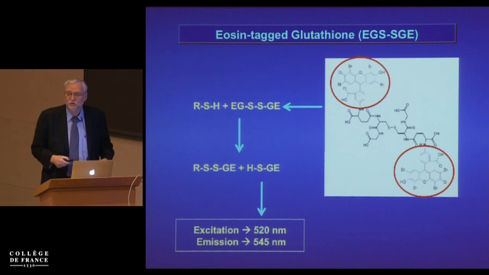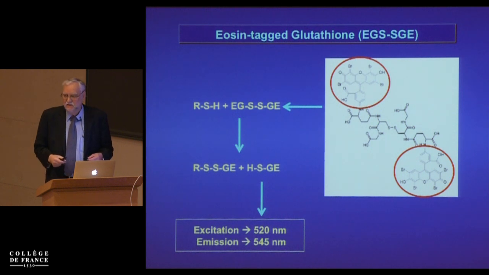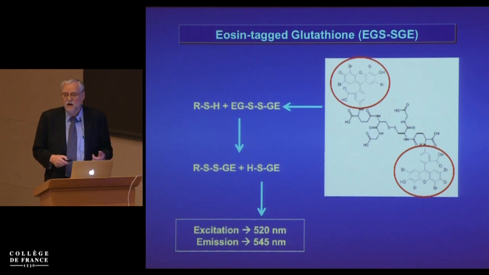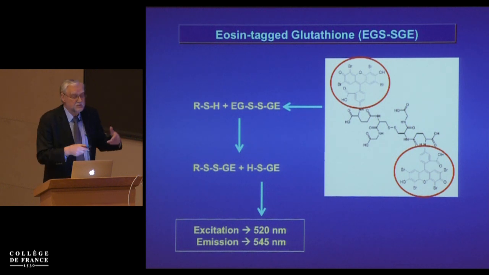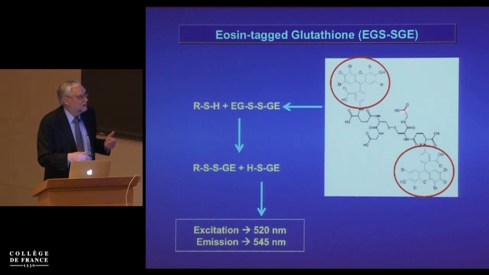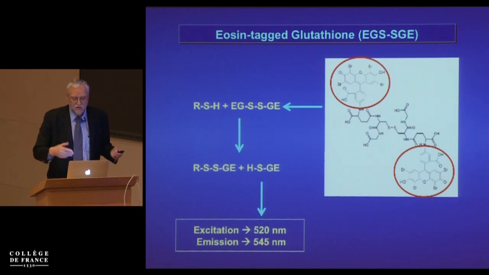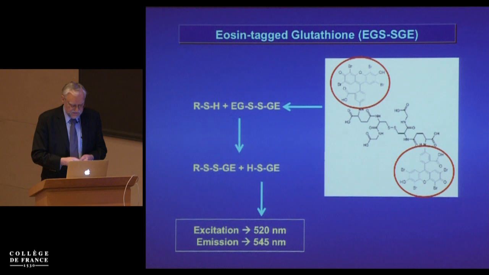And the good thing with this compound is that it's almost completely silent in fluorescence. If you excite at 520 and measure at 545, fluorescence is quenched by collisional quenching between these 2 groups. So this has 0 fluorescence. However, when you reduce the disulfide here and you release a single molecule of eosine glutathione, you have high fluorescence. And this is what we can use to measure things. All our measurements are basically measuring the release of eosine glutathione by fluorescence.